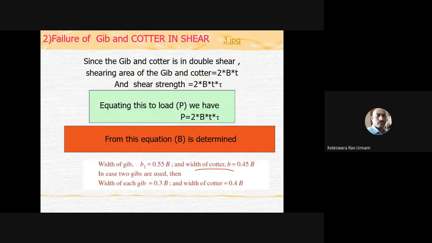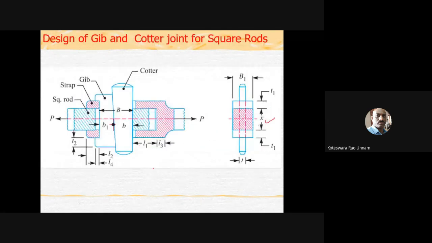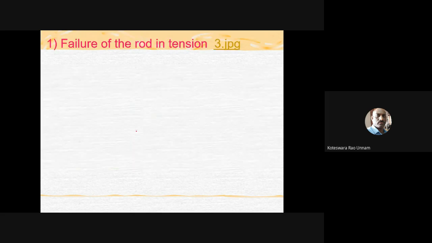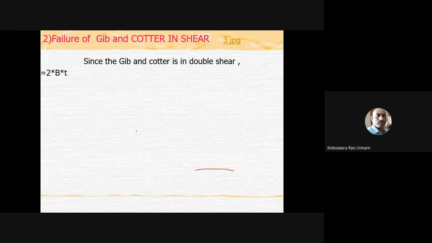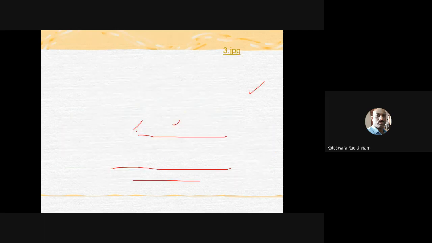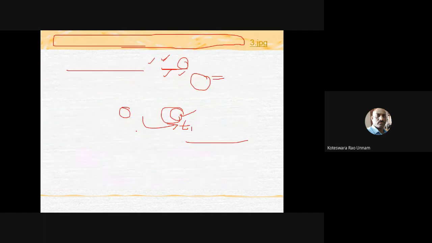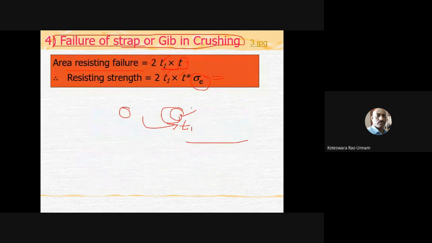If I go back to the diagram, here you can see this is the rod end. The distance here is going to be L1 only. So here you have to take L1. So L1 into what is the width of this cotter? It is going to be X only. And why am I taking 2 here? Since this is failing in double shear, that's why I need to consider it as 2 here. It is going to fail in double shear, so you need to consider it as 2 times.